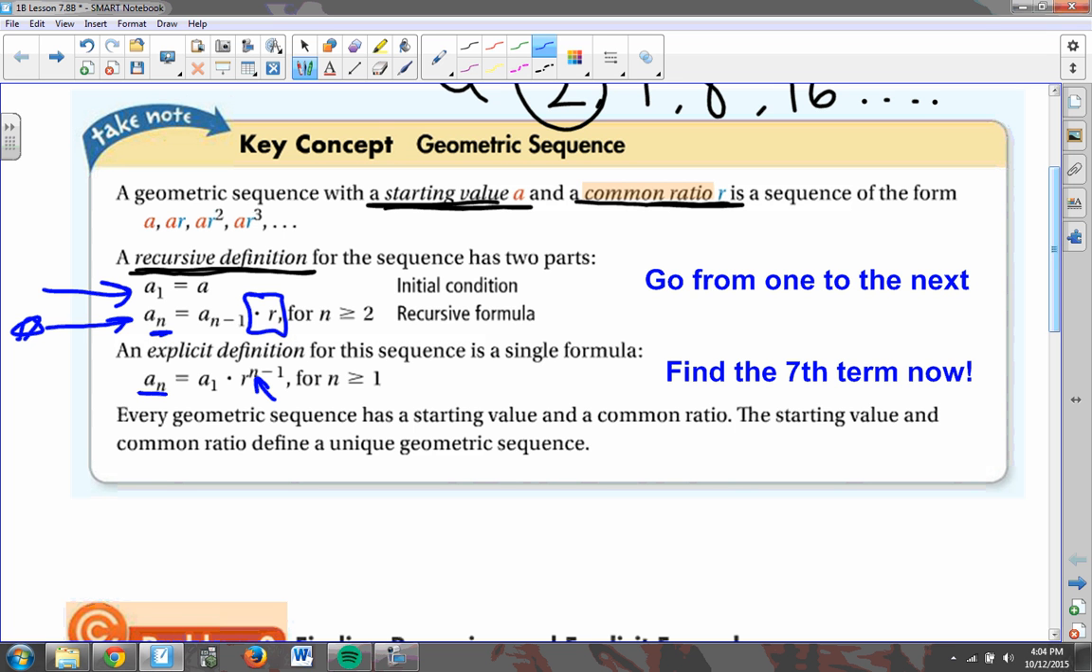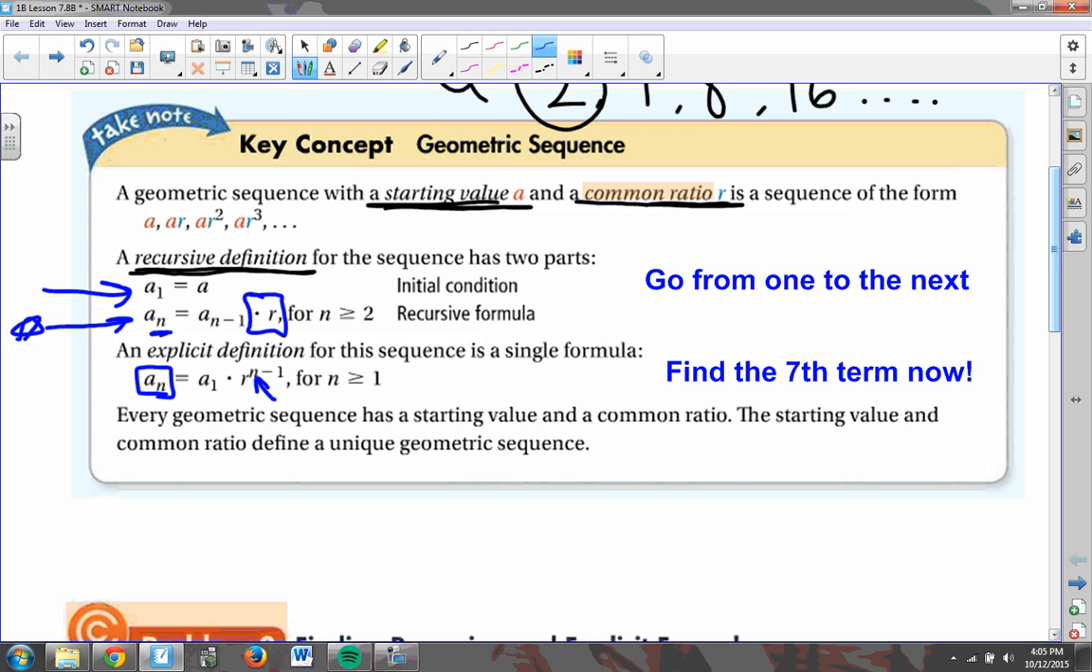It just says A sub n, which we would leave as a variable, whatever term it is that you want, is your starting value times your common ratio to the power n minus 1. So if you want the 7th term, that would be to the 6th power. Because to get to the 7th term, you have to multiply 6 times. Okay? Start here, you have to multiply 6 times to get from the first term to the 7th term.